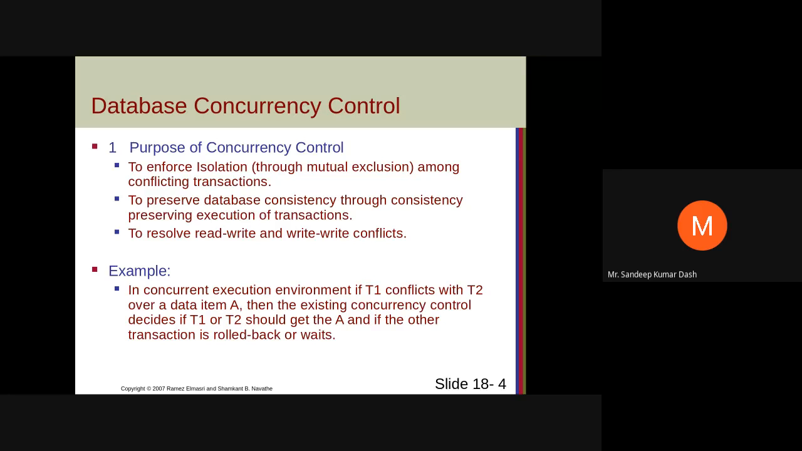Read-write conflict. Suppose a transaction is reading a data item, suppose X, and another transaction is writing that data item at the same time. So what will happen is that whatever value it is reading, it will get changed or modified. It is supposed to read a value, but it is reading another value which has already been written by a transaction. So that becomes a problematic situation.